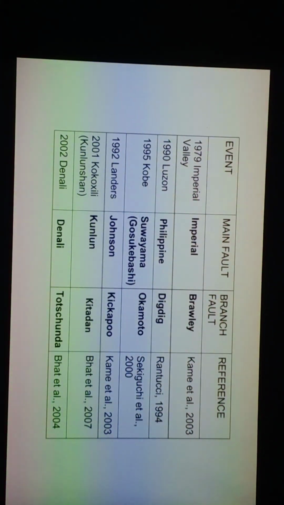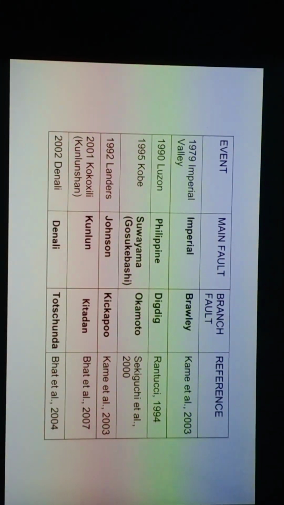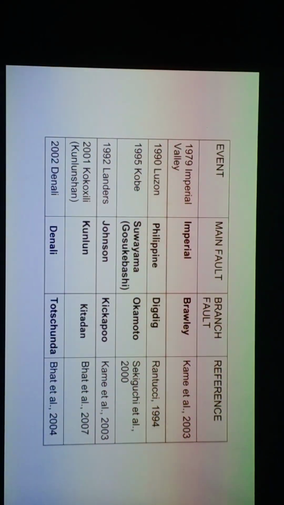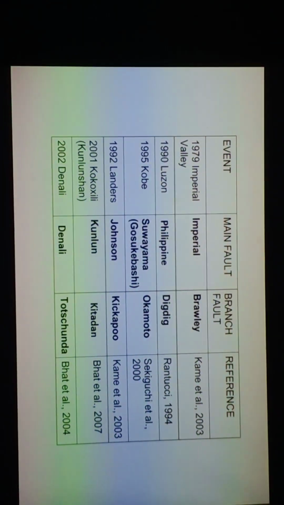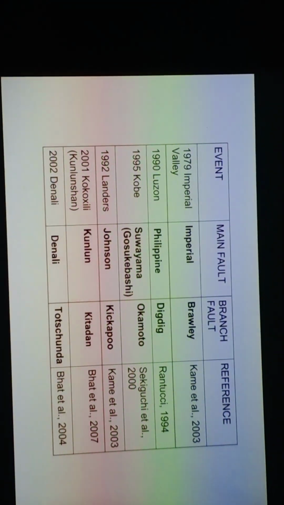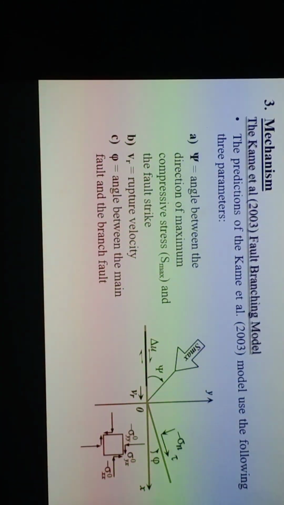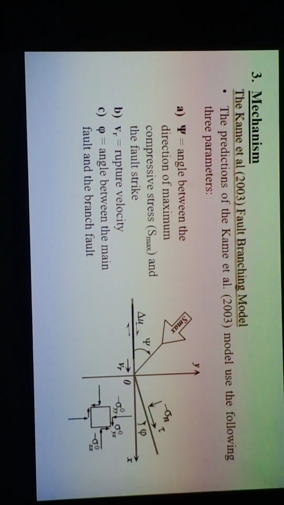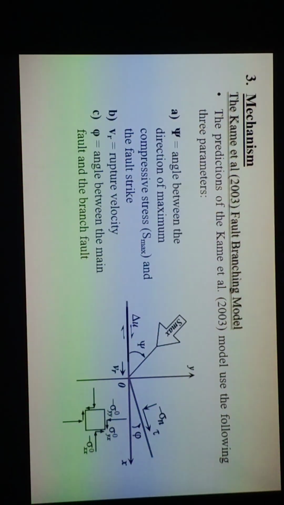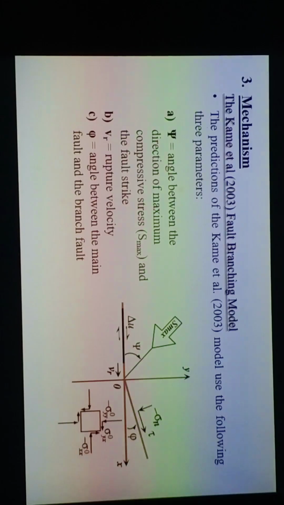So here we have some global examples where we have branching in the fault. The Imperial fault branched into the Brawley fault, the Johnson fault branched into the Camp Rock fault, and in the last one, the Denali fault branched into the Totschunda fault. And here Kame uses these three parameters to explain the model of fault branching.